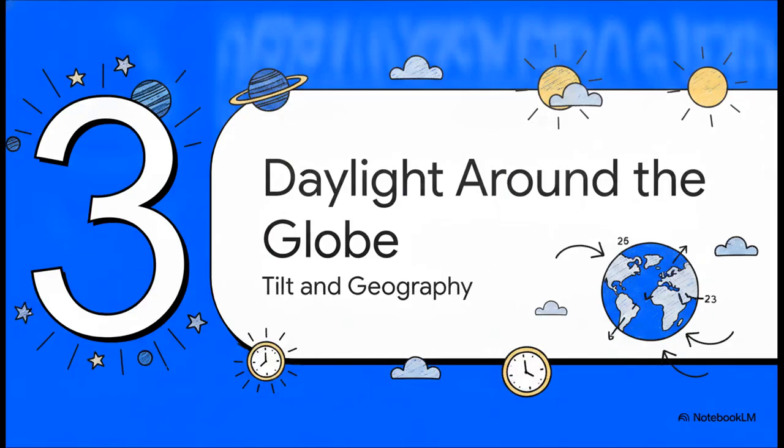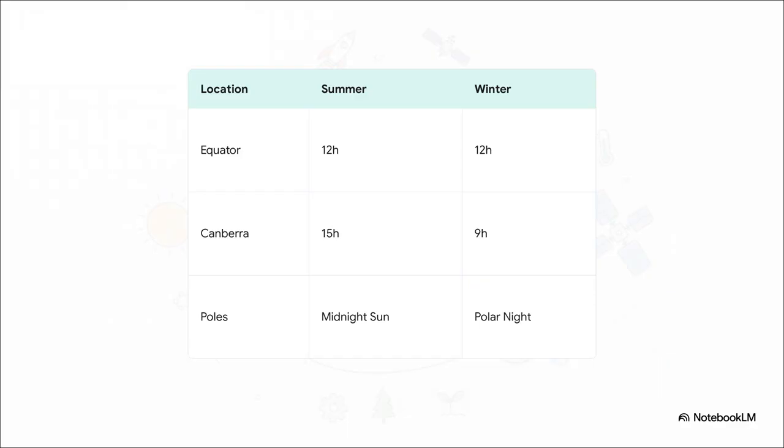Section 3. Daylight around the globe. Tilt and geography. Let's ground this abstract geometry in some real human experiences. Look at how dramatically life shifts depending on where you are relative to that tilt. If you live at the equator, well, the tilt barely affects you. You get a very steady 12 hours of daylight and 12 hours of night year-round.